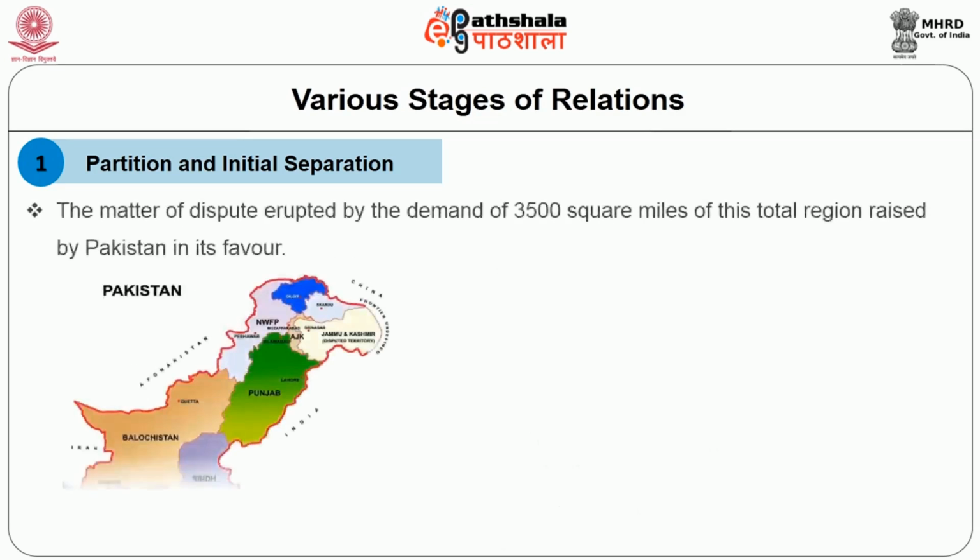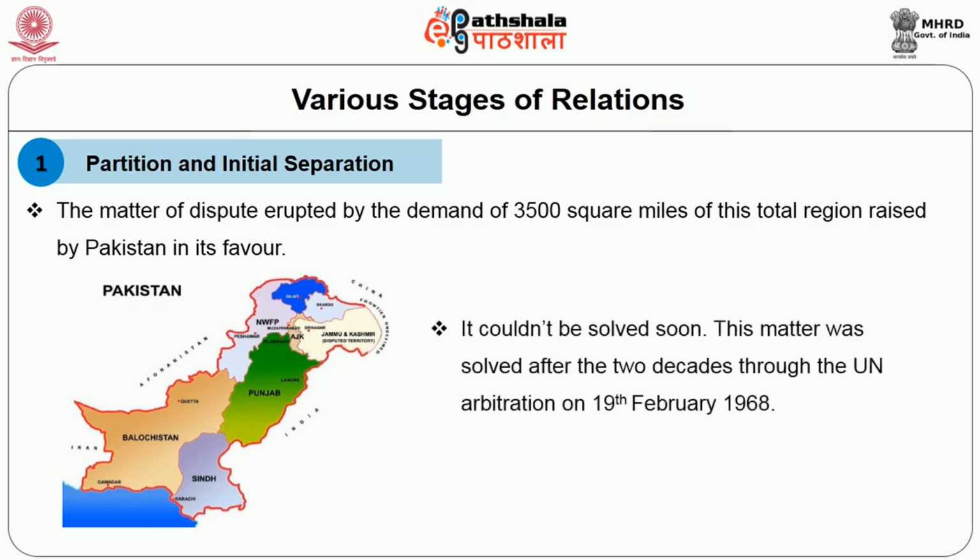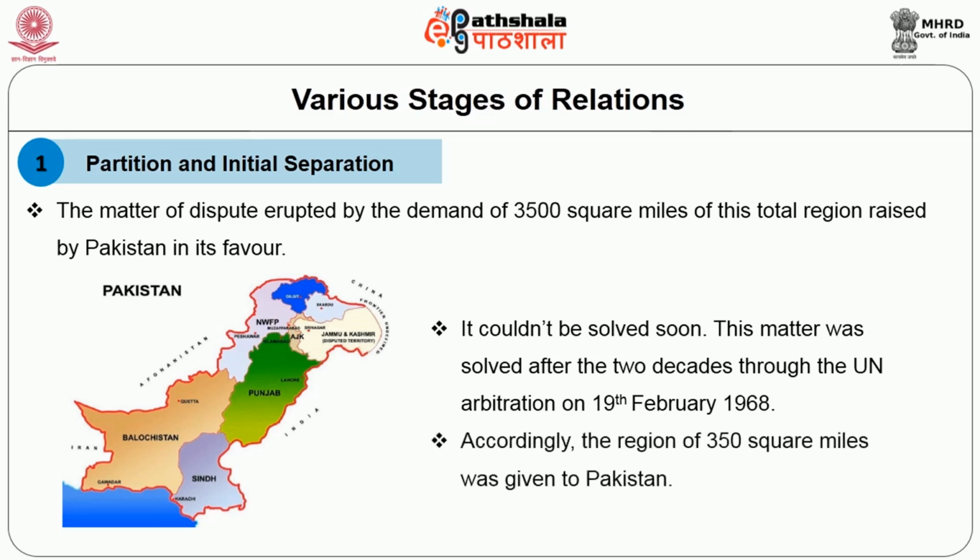The matter of dispute erupted by the demand of 3500 square kilometers of this total region raised by Pakistan in its favor. It couldn't be solved soon. This matter was solved after 2 decades through the UN arbitration on 19 February 1968. Accordingly, the region of 350 square miles was given to Pakistan.